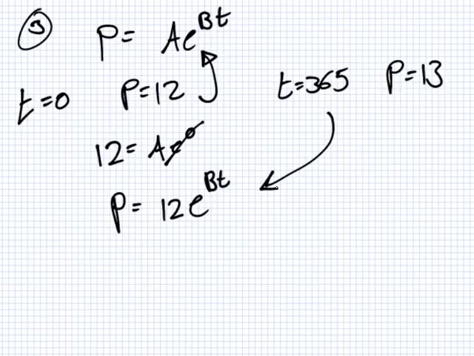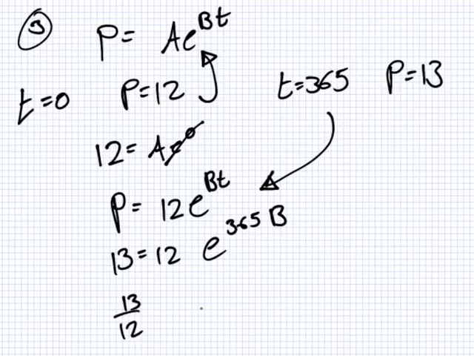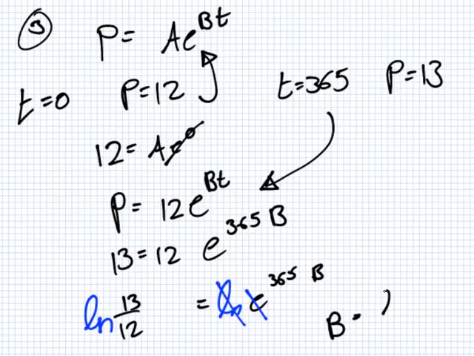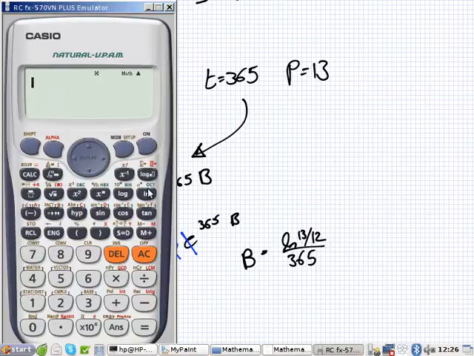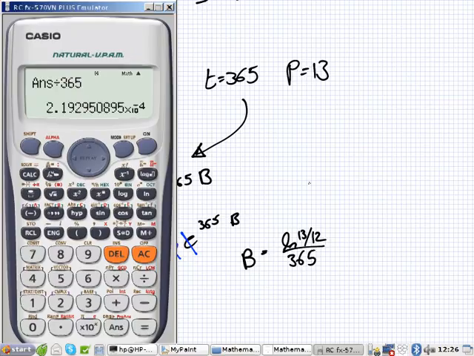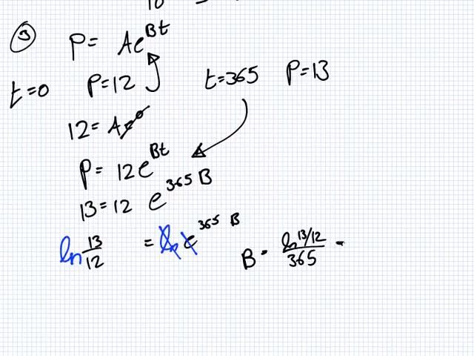Now I'll use the other one to get B. 13 equals 12E^(365B). So 13 over 12 equals E^(365B). Put a log on both sides. Log and E cancel, so I get B is log of 13 over 12, over 365. Let's see what that is on the calculator. Log of 13 over 12 over 365 is 0.000219. So now I have my first formula.